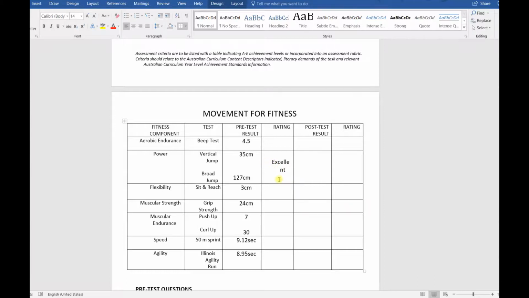You'll notice that some you may do really well on, while others you may need some improving. So you'll need to go ahead and fill all of these out in order to work out your rating. These ratings will obviously be connected to your pre-test questions, which we're going to talk about next.